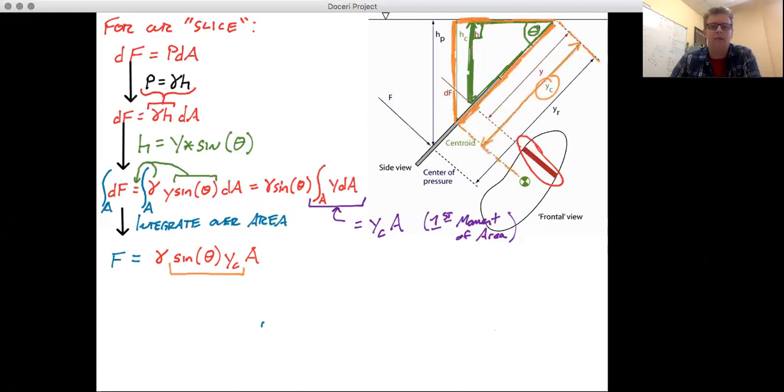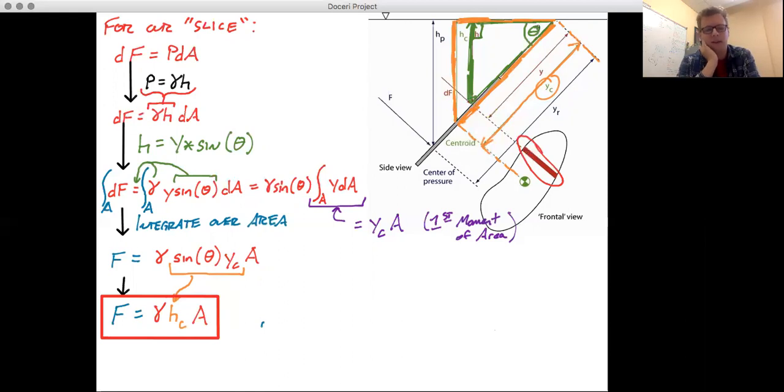And again, using right triangle geometry, and I've sketched it in orange up there, you can see that y of the centroid times the sine of theta, well, that's equivalent to the depth at the centroid. And so what we end up with for the total force acting on this plane is the equation I've boxed in here at the bottom. The total force acting on that surface is equal to the specific weight of the fluid times the vertical depth down to the centroid times the area.